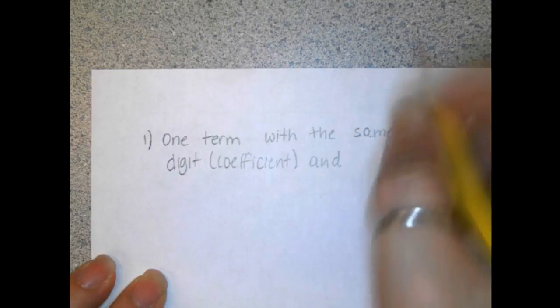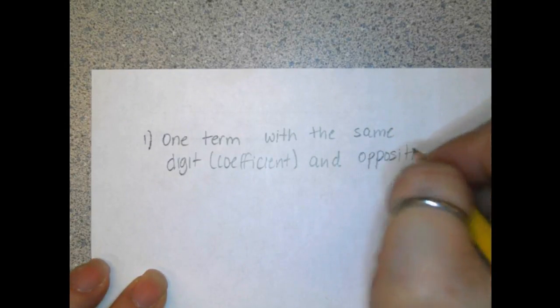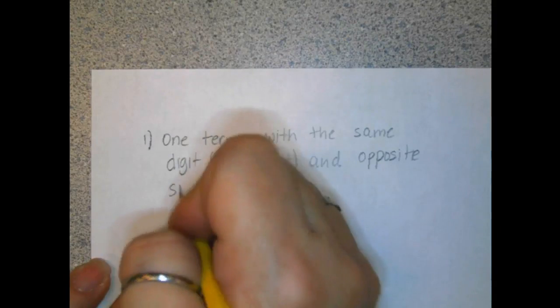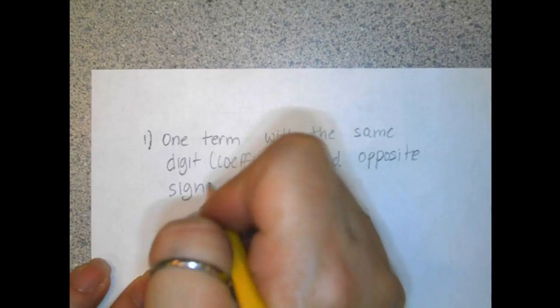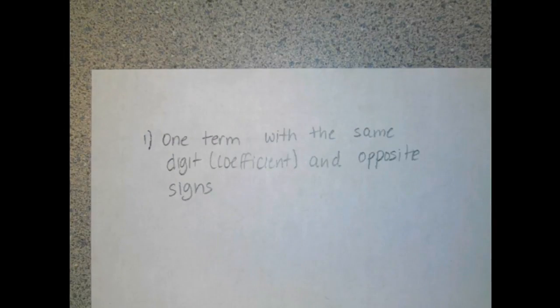and opposite signs. Here's the rule, okay? You need one term with the same digit or the coefficient, the number in front of the variable, and opposite signs. So one has to be a positive and one has to be a negative.